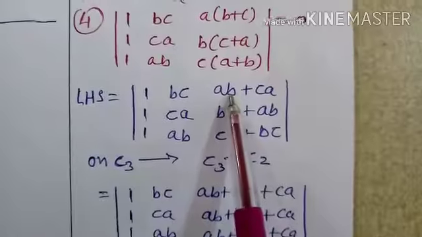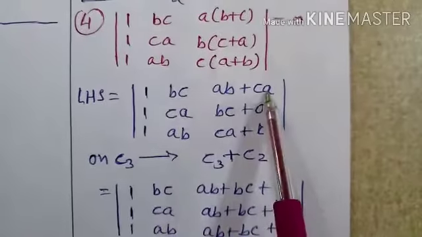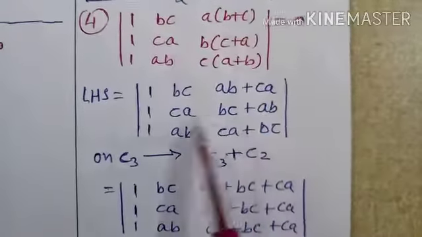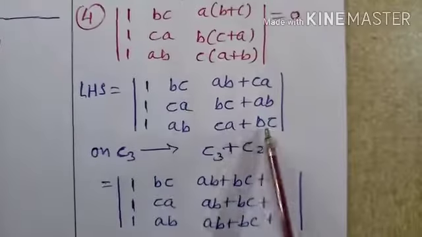Now once again, this is AB, this is BC, and this is CA. AB, BC, and this is CA.